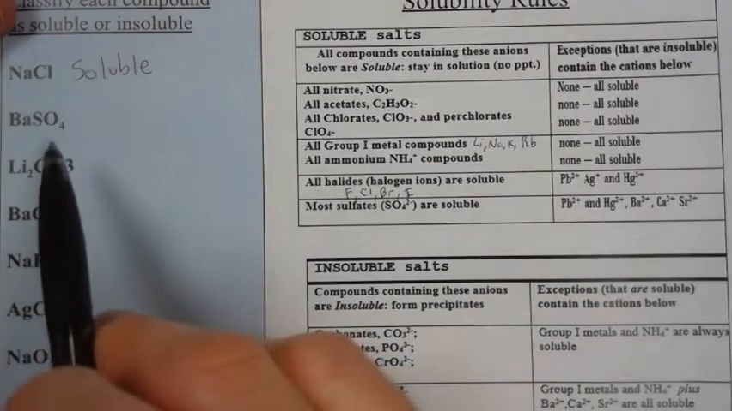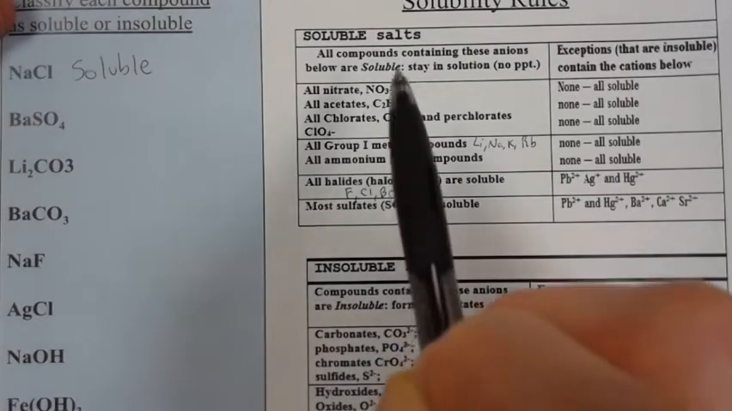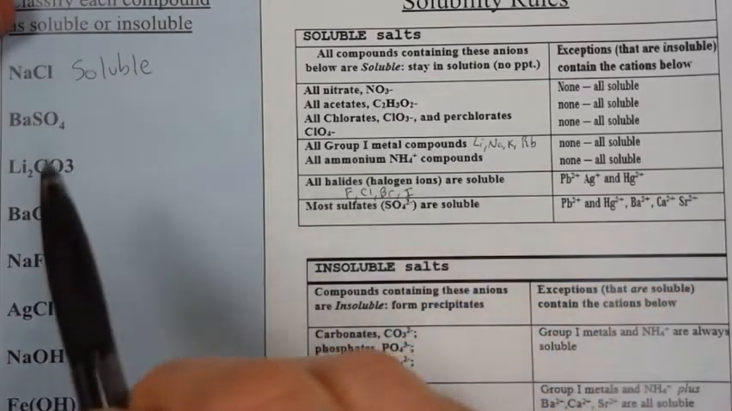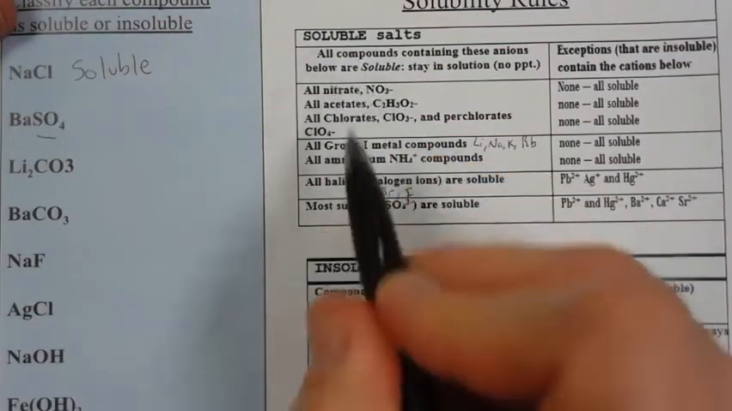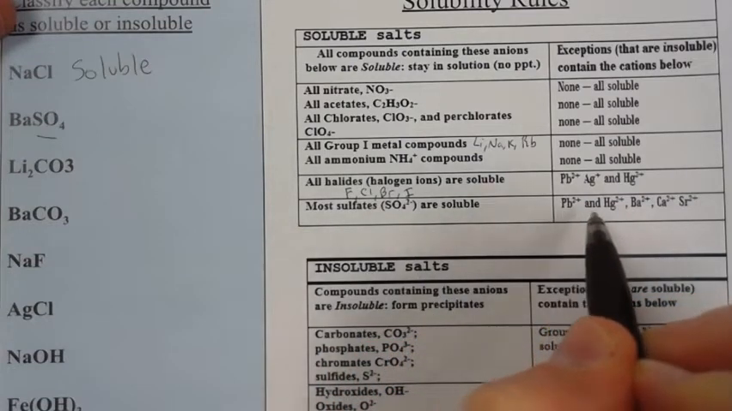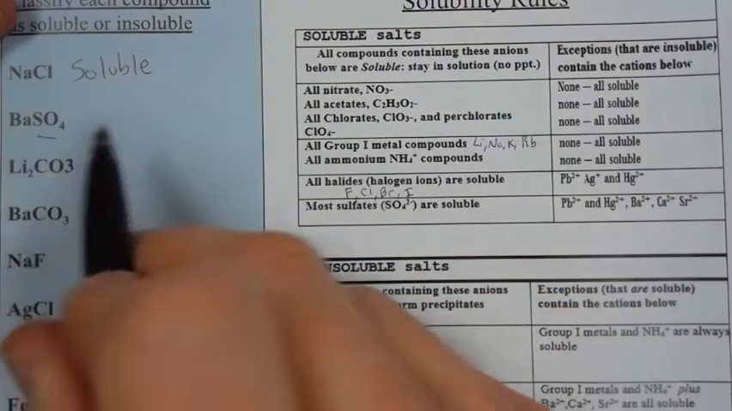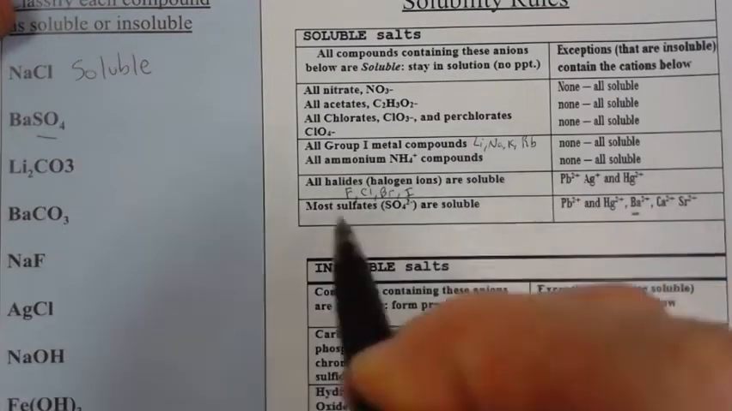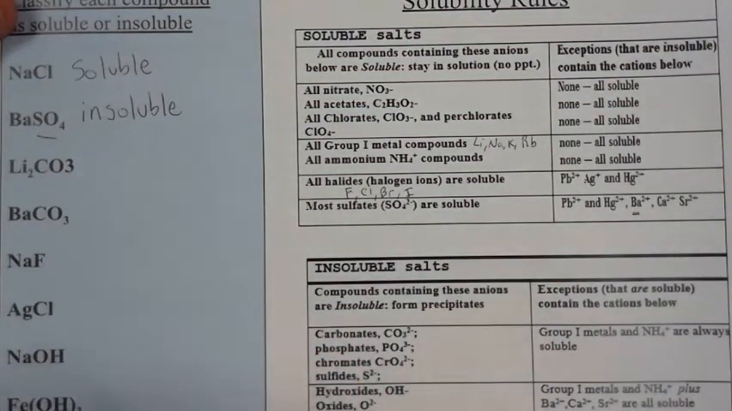Okay, if we go on to the next one, we've got barium sulfate. Again, we'll notice that most of these tables are set up by the negative ions. So if we try and identify where sulfate is located, we've got the rule under the soluble table that most sulfates are soluble unless they're bonded to lead, mercury, barium, calcium, or strontium. And here we've got a sulfate bonded to barium. So that means it's an exception, which makes it insoluble. This would not dissolve into water.